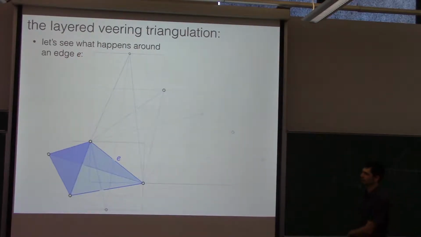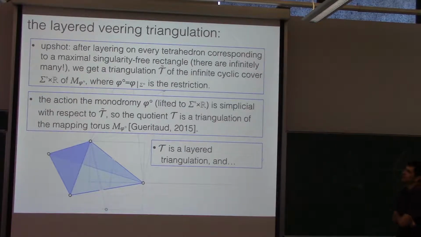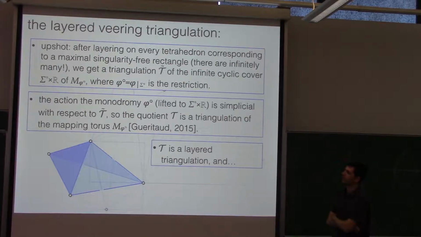Okay. So I could build this out in many directions, but really, we're just taking all of the possible singularity-free rectangles we can make on this surface, and there are infinitely many, and we're putting a tetrahedron in each one. The result is that we get a triangulation T tilde of the infinite cyclic cover sigma naught cross R of our mapping torus M sub phi naught.